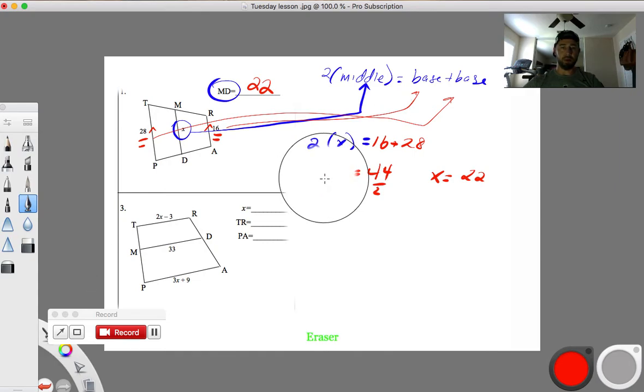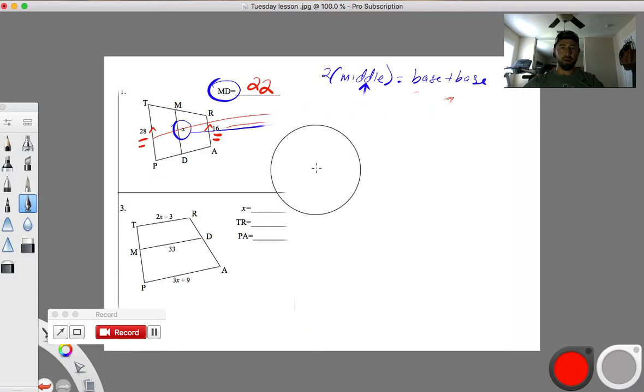So I'm going to see if my pen will switch over to the eraser. Nice, it's actually working. Okay, and yay.